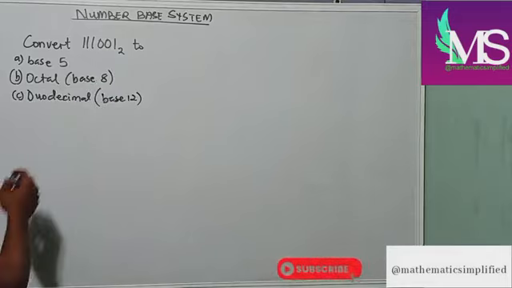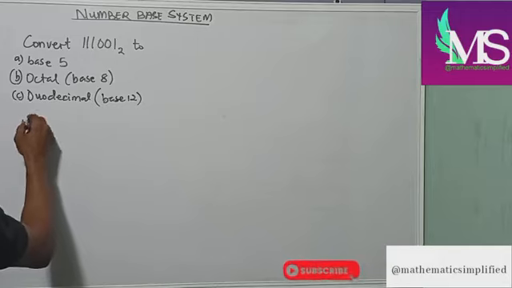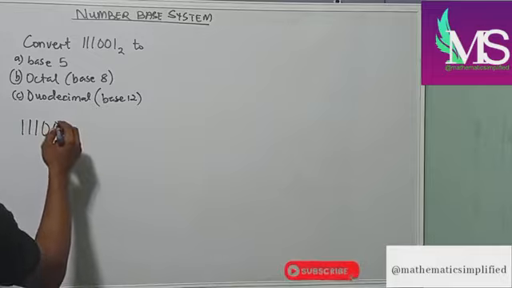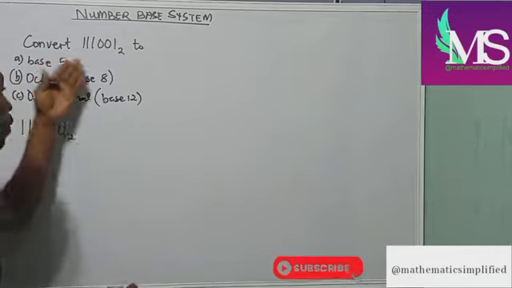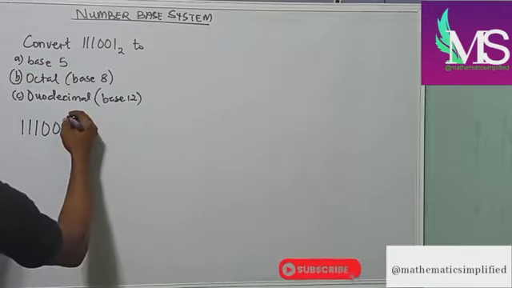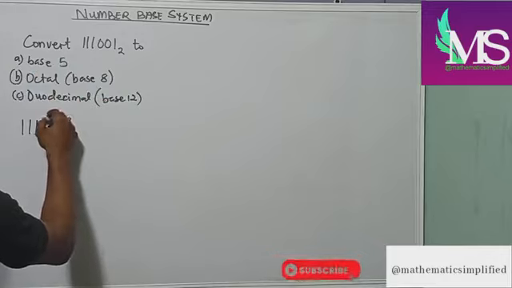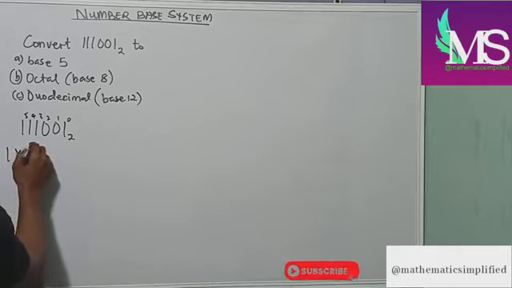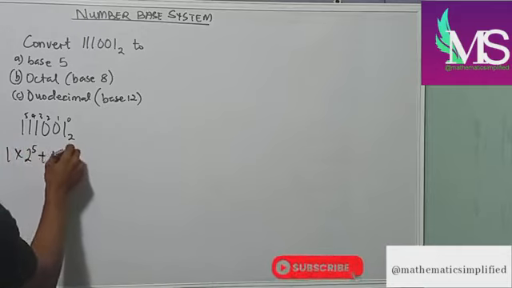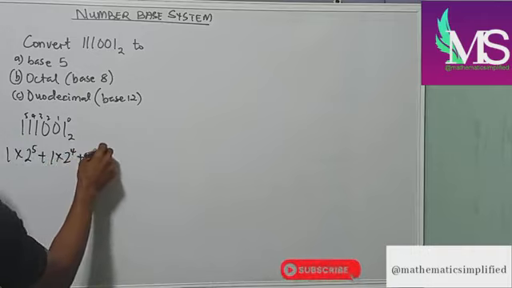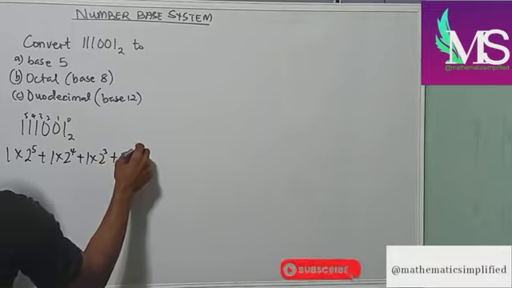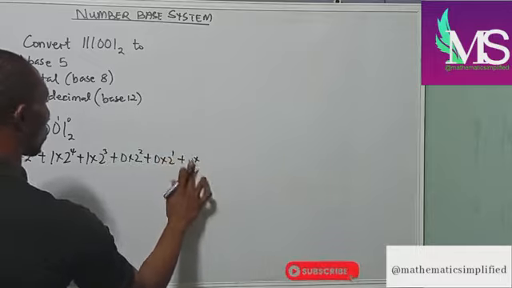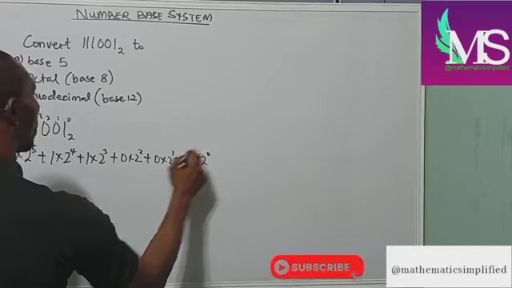Now, let's get right into it. Converting from base 2, we have 111001 base 2. First off, we convert to base 10, then we convert to the other bases. Converting to base 10, this will be 0, 1, 2, 3, 4, 5. So this will be 1 times 2 raised to the power 5 plus 1 times 2 raised to the power 4 plus 1 times 2 raised to the power 3 plus 0 times 2 raised to the power 2 plus 0 times 2 raised to the power 1 plus 1 times 2 raised to the power 0.